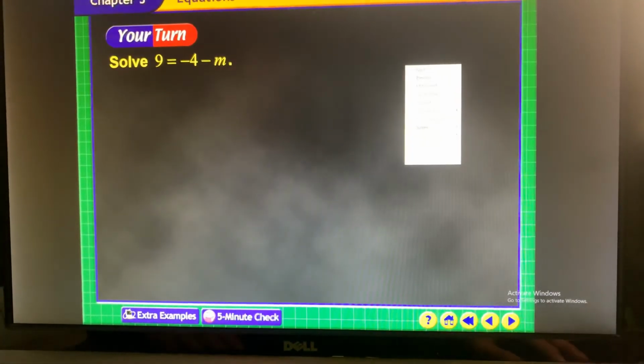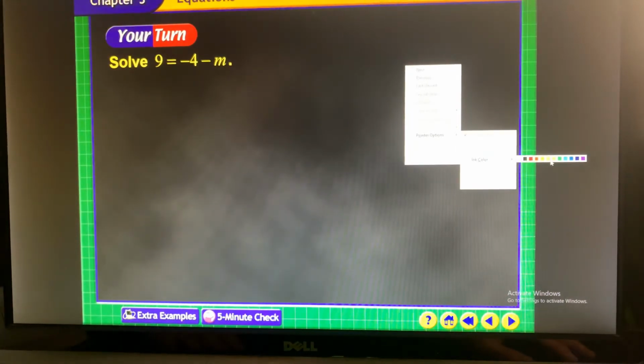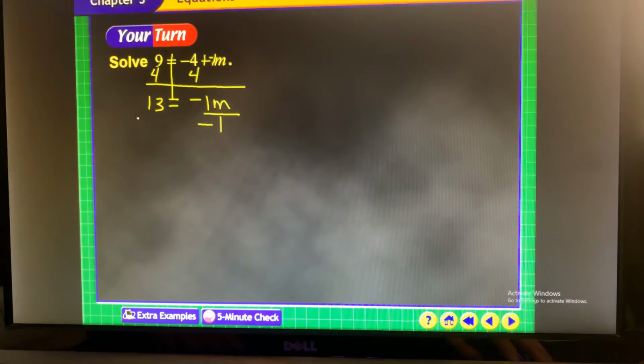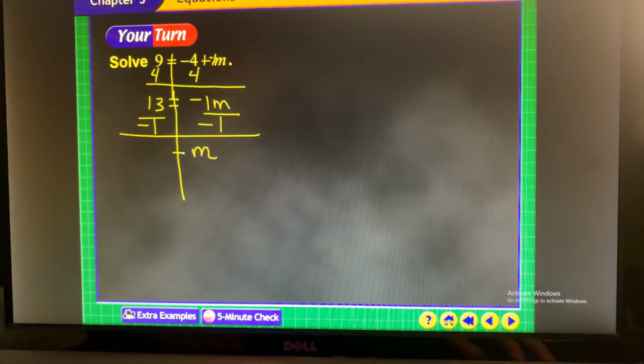Okay, so try to do it again. Pause it and try to do it. First, I'm going to put plus negative 1. I'm going to add 4 to both sides to get rid of the addition with the additive inverse. 13 equals negative 1m. Get rid of that coefficient. And m equals negative 13. And then you go ahead and check it back into the original.